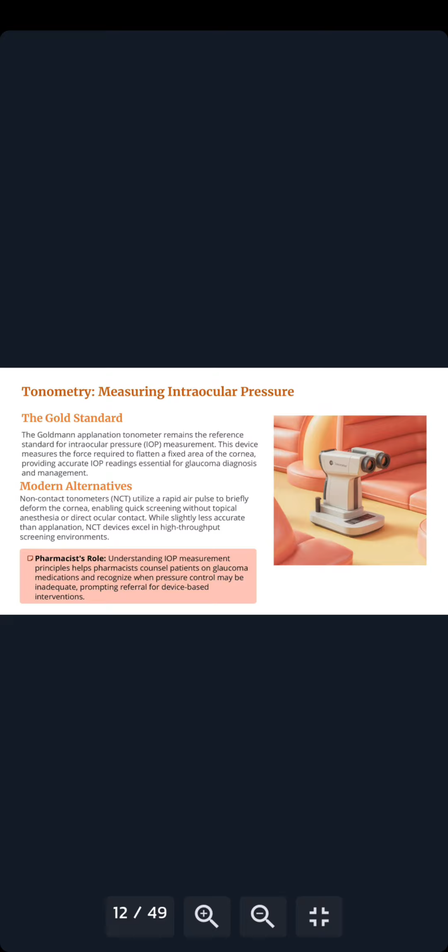Regarding your role as a pharmacist, it's very important that you know IOP measurements have some principles. There are two different types of devices. One of them uses contact with the surface of the cornea. The second one only uses a brief air pulse to measure the IOP. The accuracy is higher in the Goldmann applanation tonometer, but because there is no contact in non-contact tonometers, NCT systems can be a good alternative for those patients who don't want any contact with their eyes.